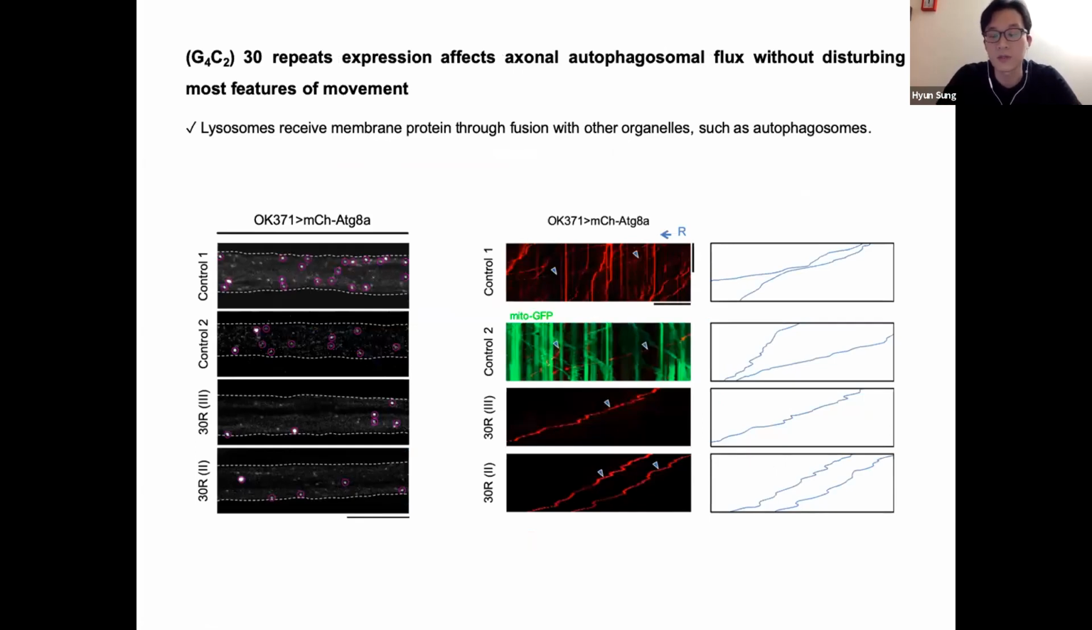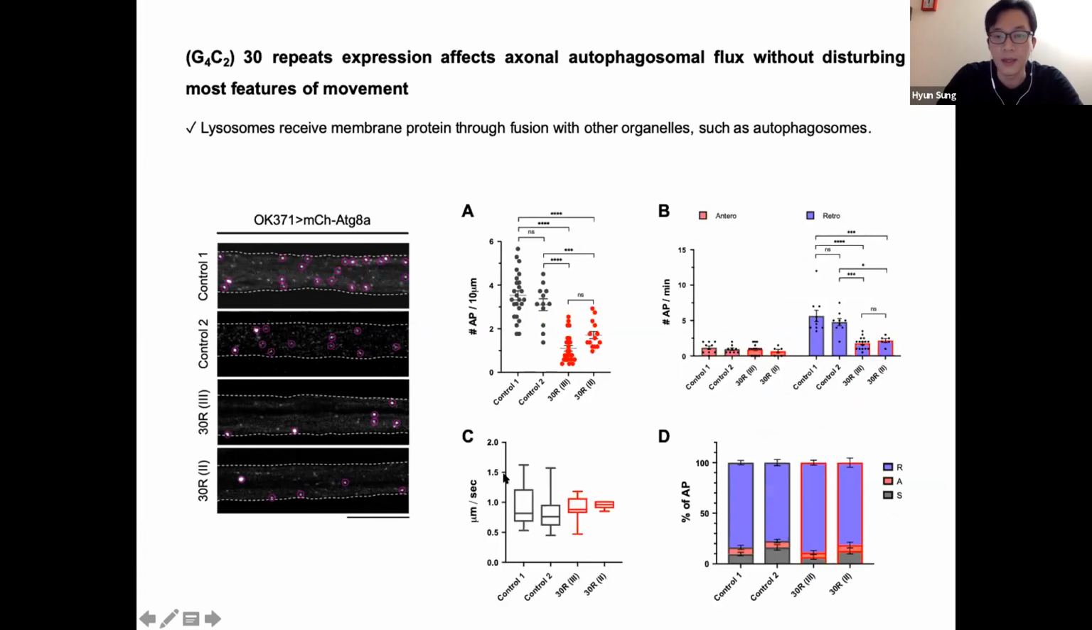During retrograde transport, lysosomes constantly receive new membrane and membrane proteins through fusion with other organelles, such as autophagosomes. So we also tested the axonal autophagosomal process in fly motor neurons. Very surprisingly, unlike the lysosome, we see fewer autophagosomes in fly motor axons, but the remaining autophagosomes still display very processive retrograde movements. And this is the quantification. Here we see a reduced number of autophagosomes and reduced flux, specifically in the retrograde direction, but their speed and percentage of movement were not changed. This indicates that the expression of G4C2 may affect the axonal transport of autophagosomal flux, but their movement is not disrupted.